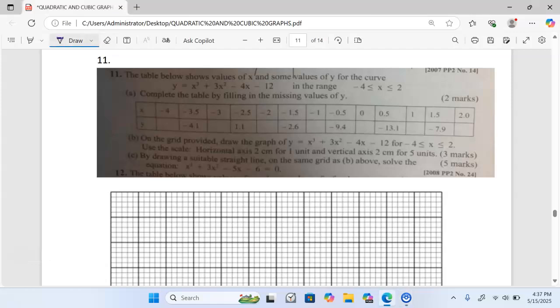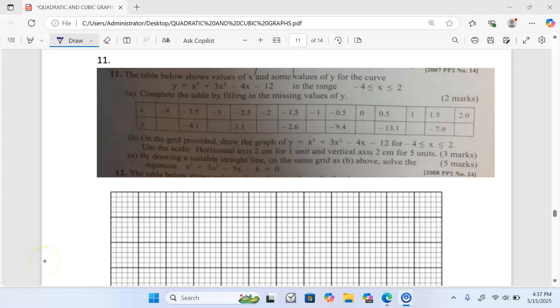We are looking at cubic graphs, and the question we have reads: the table below shows values of x and some values of y for the curve y equals x cubed plus 3x squared minus 4x minus 12 in the range of x values between -4 and +2. Part A, complete the table by filling in the missing values of y.